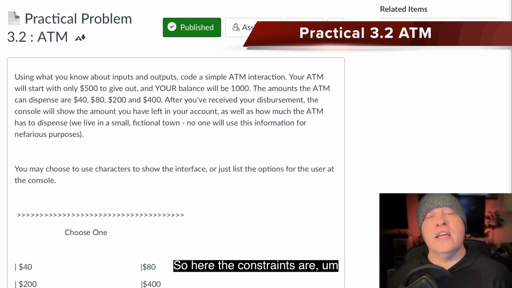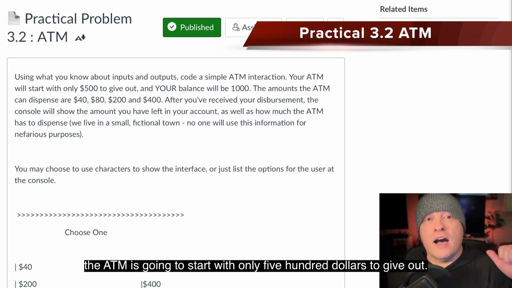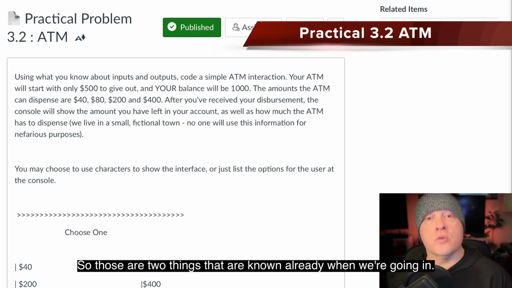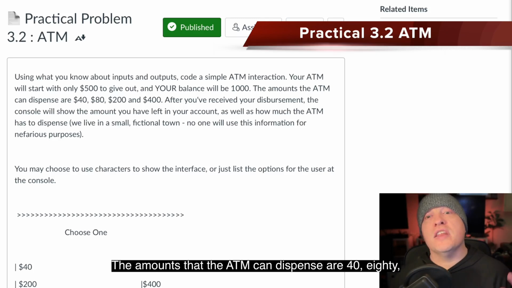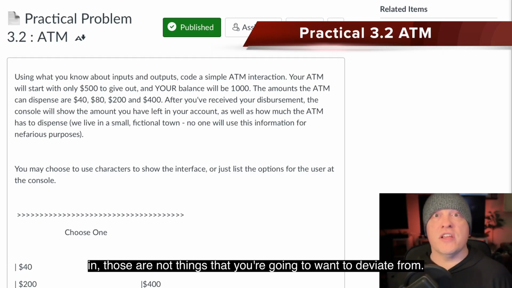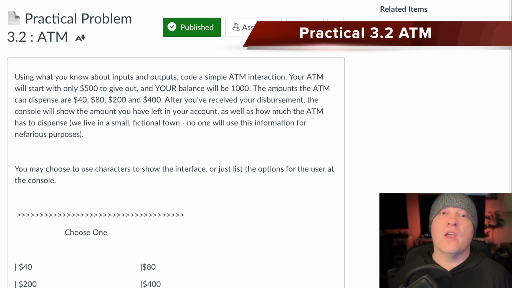So here the constraints are: the ATM is going to start with only $500 to give out. Your balance is going to be $1,000. So those are two things that are knowns already when we're going in. The amounts that the ATM can dispense are 40, 80, 200, and 400. So these are knowns going in. Those are not things that you're going to want to deviate from.